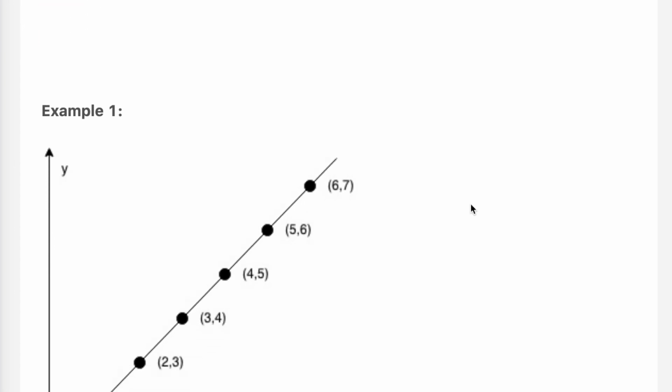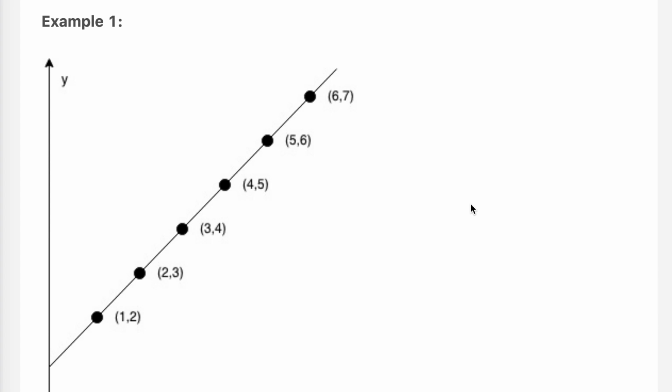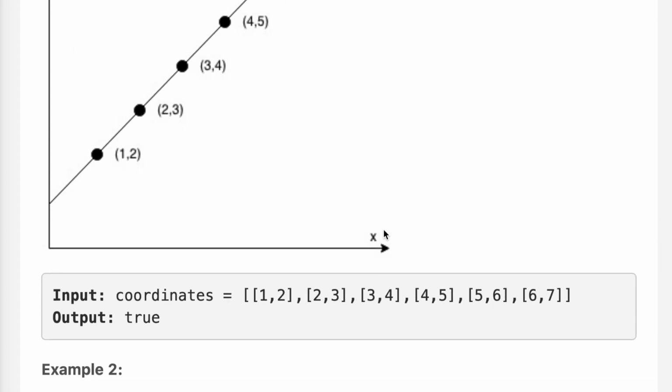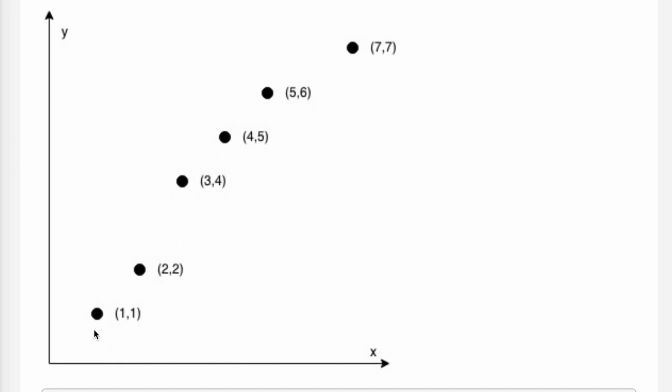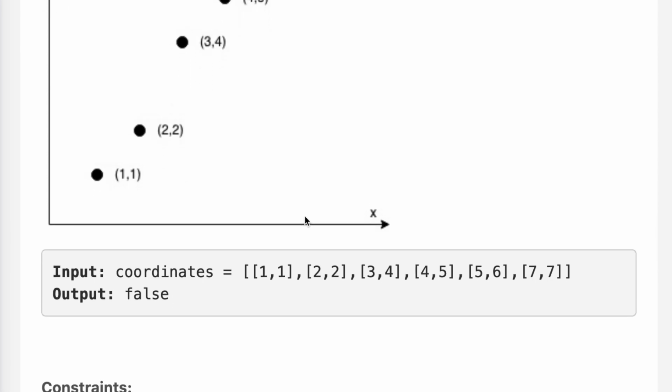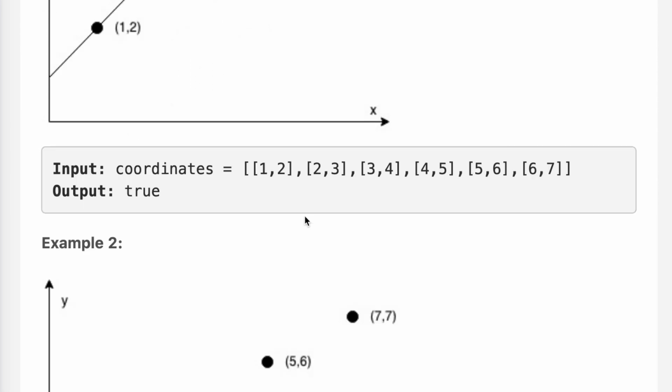We are given examples. If we look at example number 1, we can clearly see this is a straight line, and so the answer is true. And if we look at example number 2, we can see this is not a straight line, so the answer is false. Let's move on to pen and paper, see how we can solve this question, and after that, we will see the code.